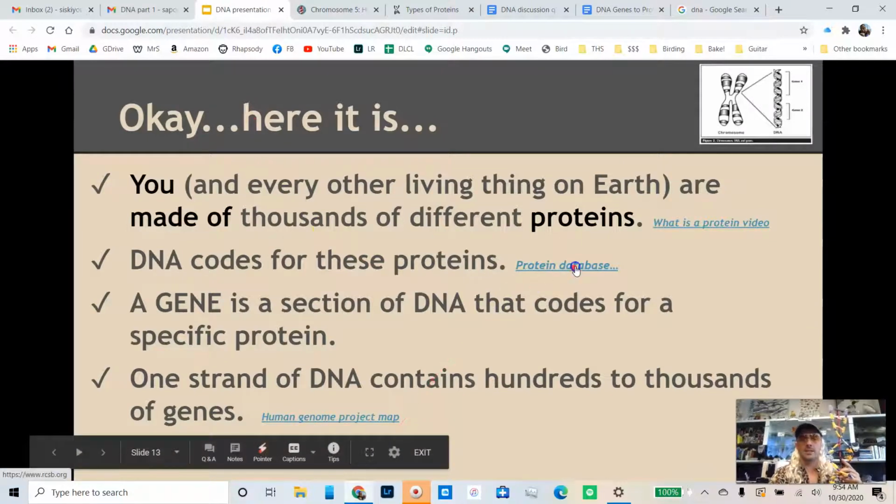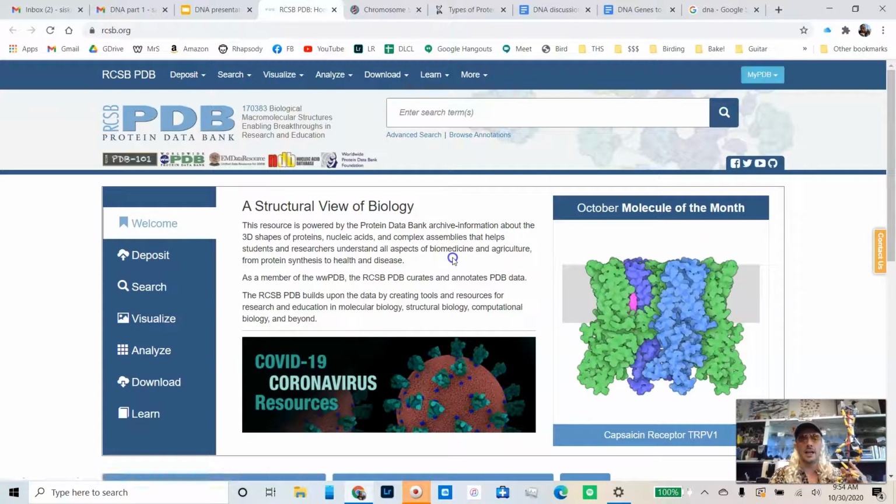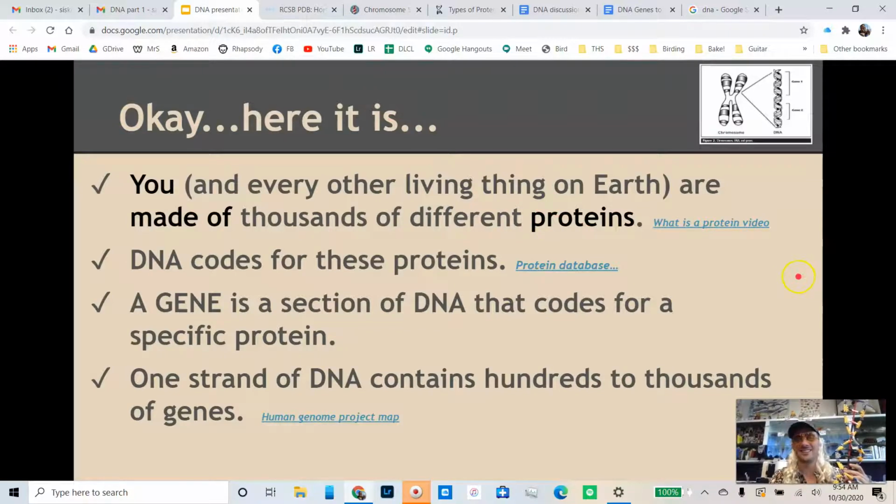There's also a protein database that you can go to. I put a link to that here. They are cataloging and trying to identify all the different proteins in the human body. And there are many, many different types of proteins. And then they model them, because proteins have cool shapes. They even have a molecule of the month. Some serious nerd stuff going on there. It's great.